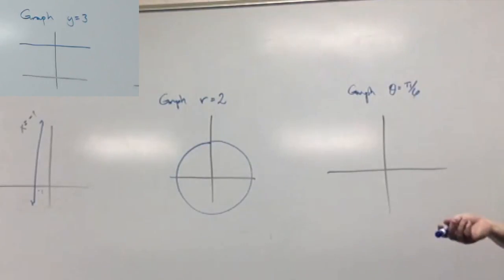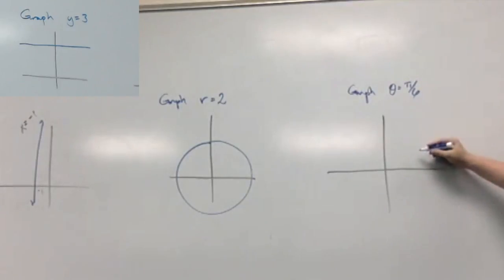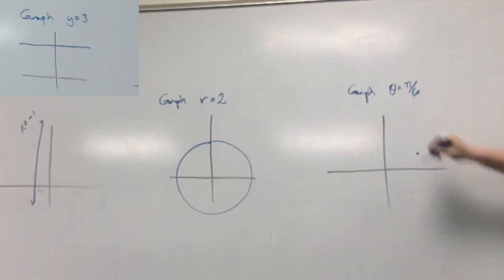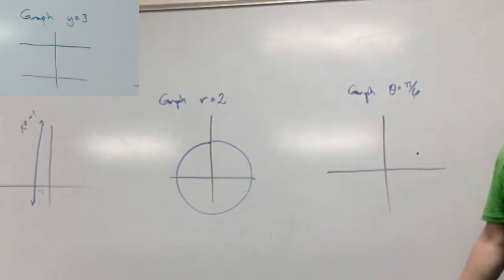It would be from the origin forever. So if r was equal to 1, that would be on the inner circle, but at an angle of pi over 6, about 30 degrees, about there. R doesn't have to be 1, that will give us one of the points on the curve. But there's lots of points that have an angle of pi over 6.